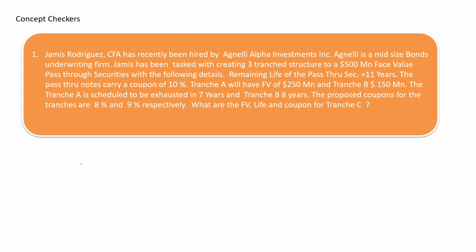So let's write down the problem as it occurs. To begin with, the origination point is that of the pass-through securities, because from here the structured notes belonging to tranche A, tranche B, and tranche C are created. So the details are: the face value of the pass-through securities is $500 million, the remaining life is 11 years, and the coupon that it carries is 10%.